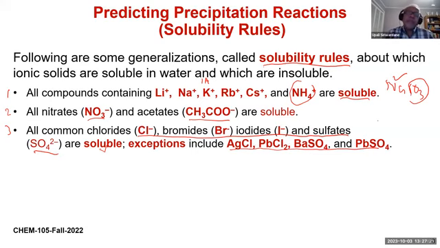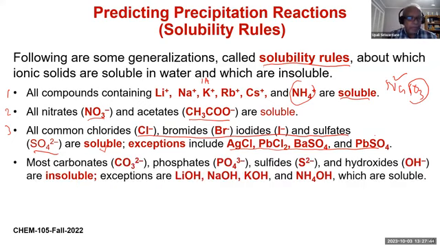So if you look at chloride, bromide, iodide, sulfate, the exceptions basically apply to chlorides. All bromides are soluble, iodides are soluble, except chlorides, silver chloride and lead chloride. Sulfate, except barium sulfate and lead sulfate. So you have to remember these.